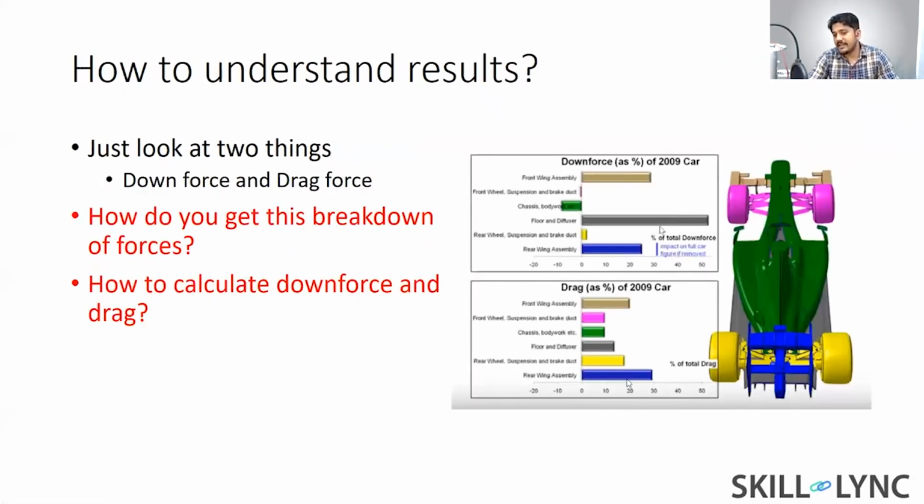So how to understand your results? This depends upon, like I said, your objective. Here, for example, we have the Formula 1 car, and we have a breakdown for it. This is exactly the type of plots or charts that you need to generate. The car has been colored based upon the parts. For example, the front wing assembly is right here, and that has been colored with light brown.